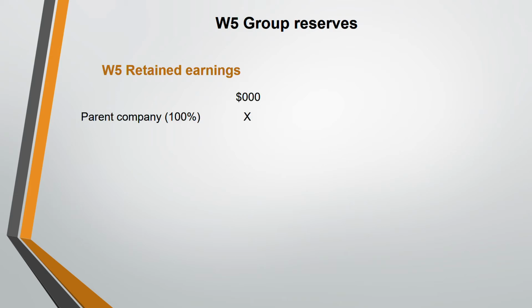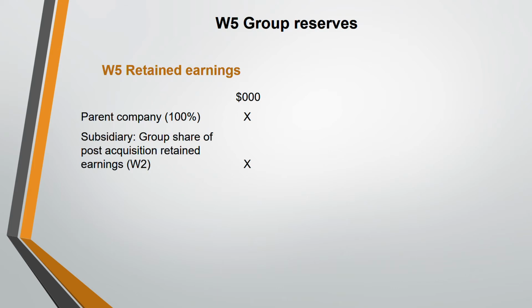You first start with the parent company. Parent company, whatever retained earnings they have, take it 100%. Then with this, if you have two subsidiaries, you have to add both subsidiaries' retained earnings according to their share. So the group share of the post-acquisition retained earnings. Post-acquisition retained earnings means net asset at reporting date minus net assets at acquisition date from working number 2. That's why working number 2 is there. And you have to take the group share. Let's say you have acquired 70%, so 70% of that post-acquisition profit, or 80%, 90%, whatever it is. That percentage you have to take. You cannot take 100%. Only the parent you are taking 100%.